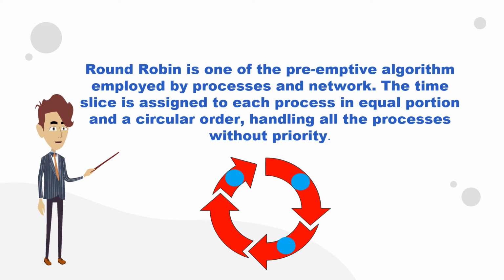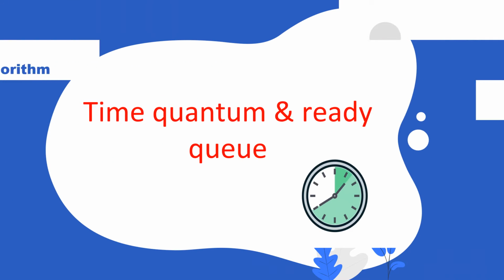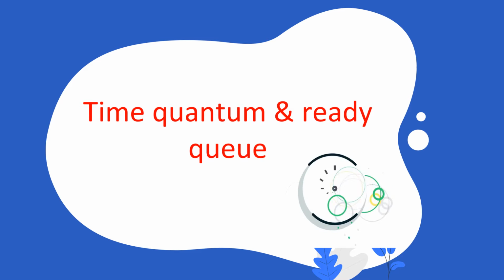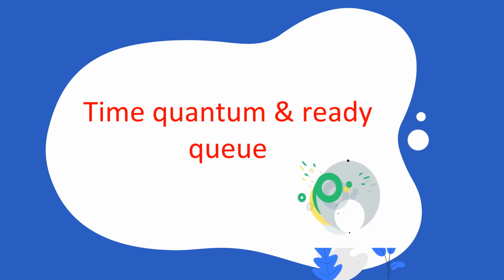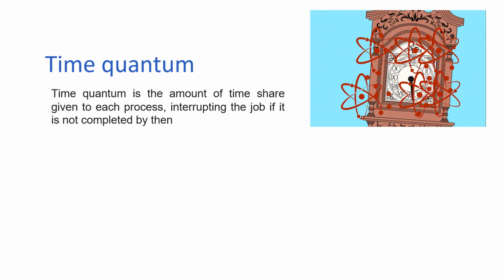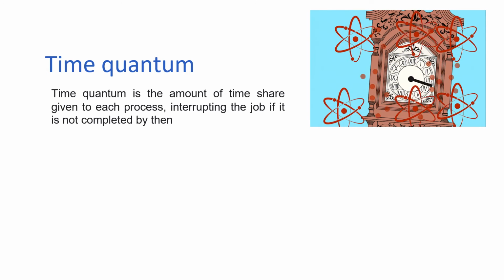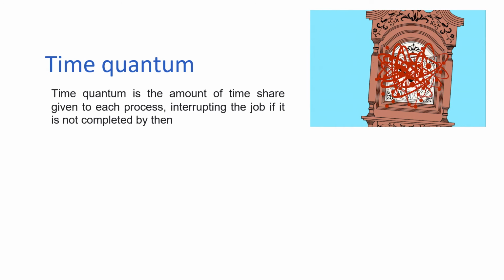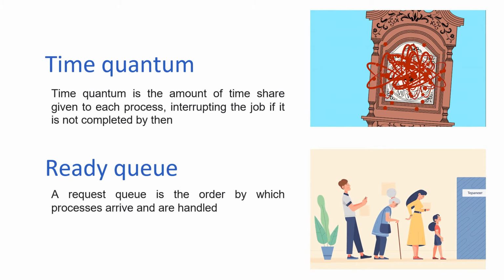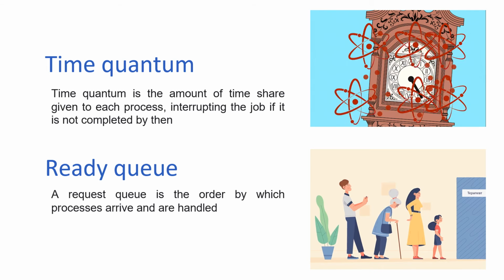which is often used in interactive systems. Before moving forward, there are some important terms to know when talking about round robin scheduling. The first one is the time quantum and the second one is the ready queue. Time quantum, or time slice, is the period of time for which a process is allowed to run on a CPU. And the ready queue is the queue that consists of all those processes that are to be handled by the CPU in order.